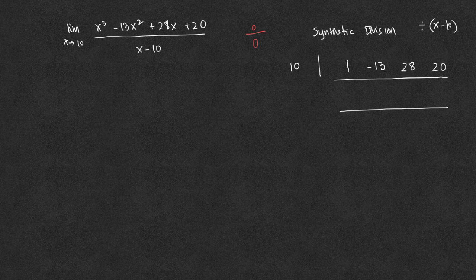Alright, first bring down the leading coefficient and put it under the second horizontal line. Then take this and multiply it by k. So 1 times 10 is 10, and we put the result in the next column between the two lines. Then we add the numbers in that column. Negative 13 plus 10 is negative 3. And then we repeat. Negative 3 times 10 is negative 30, and we put the result in the next column and add the numbers in that column. 28 plus negative 30 is negative 2, and then repeat. Negative 2 times 10 is negative 20, put negative 20 in the next column, and then add 20 plus negative 20.